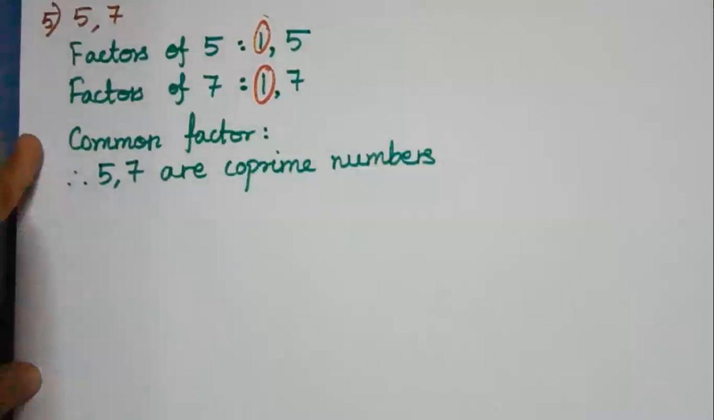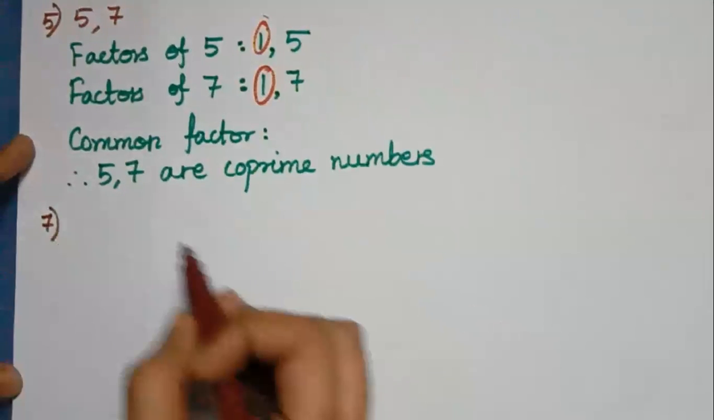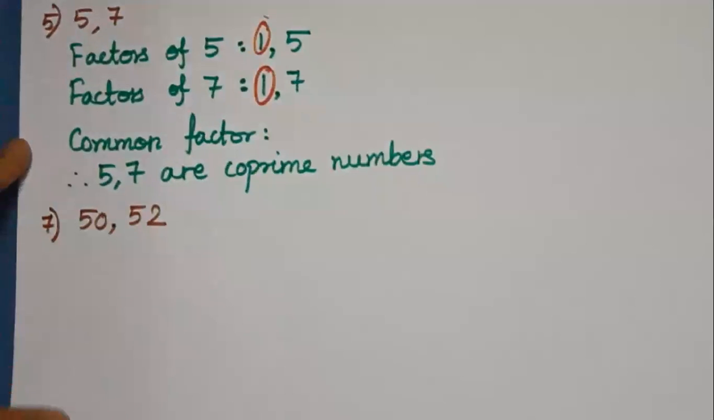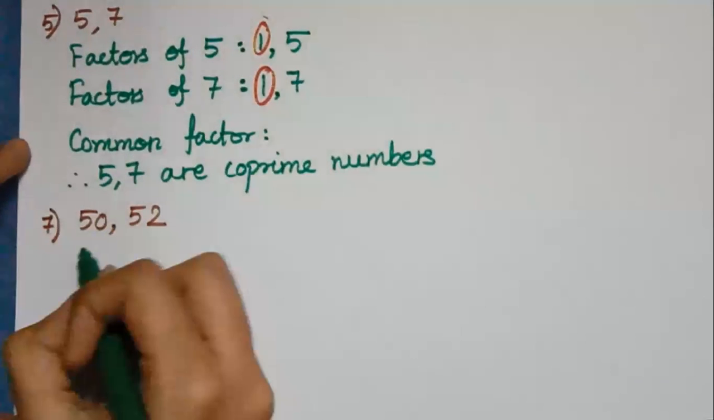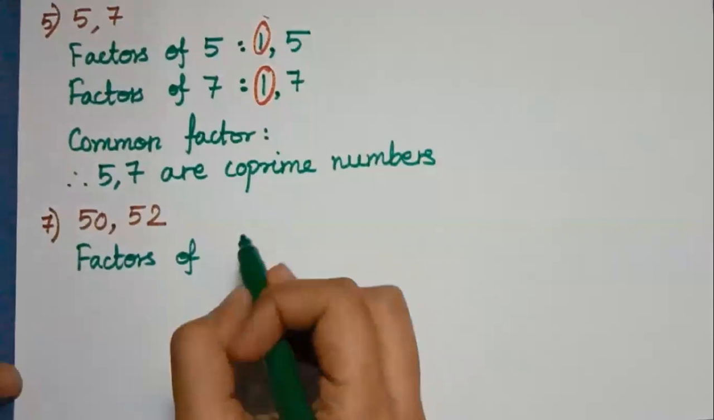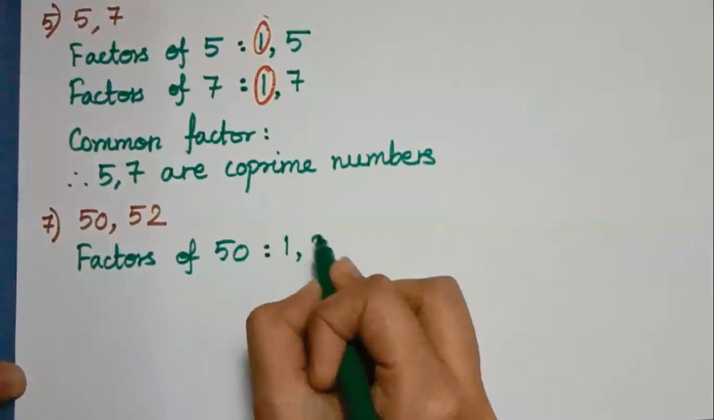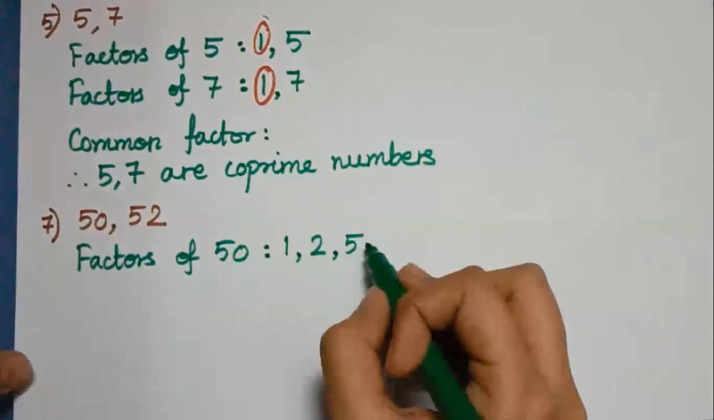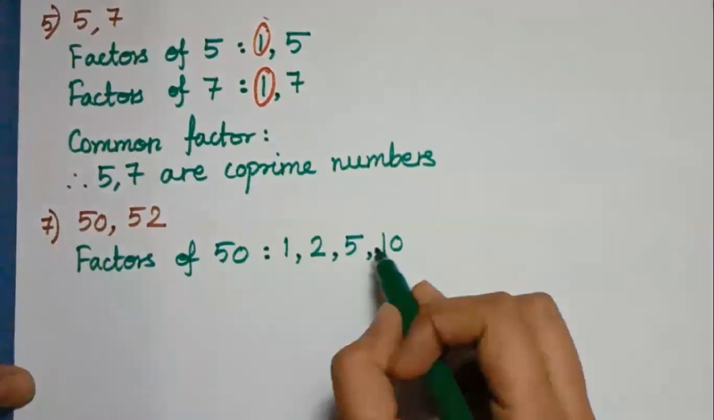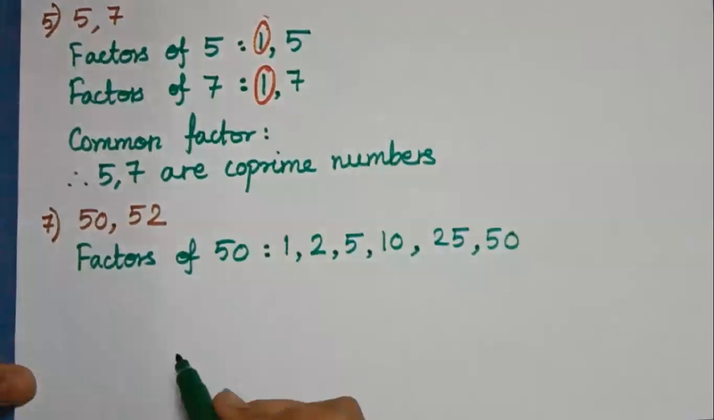Lastly, we will do only one sum, that is the sum number 7. Okay. So in this sum, the numbers are 50 and 52. So let us firstly find out the factors for each of the numbers. So the factors of 50 are what? 1. I hope you remember how to find out factors, girls. This is the work that you will have to do in your working column. Okay. So 1, 2, 5, 10, 25 and 50 are factors of 50.